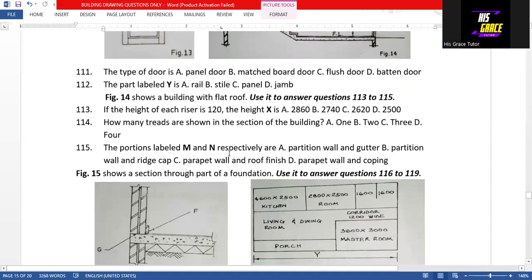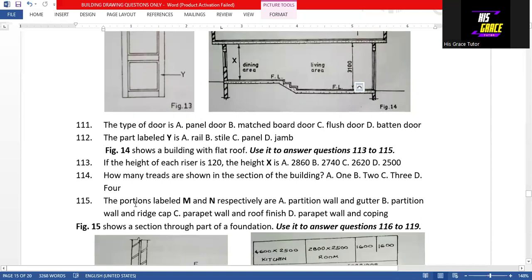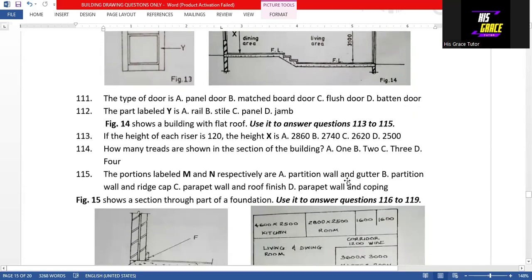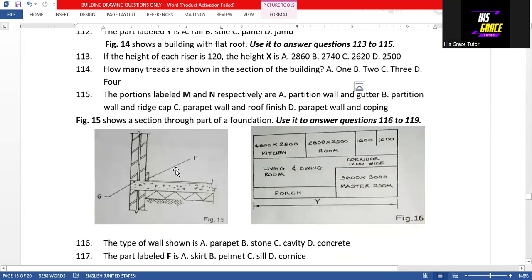Then question 115 says that the portions labeled M and N respectively are. So here we have the answer: parapet wall and coping. That is option D, the answer to question 115. So M is parapet wall, while N is the coping. So option D is the answer to question 115. Then we are making use of this diagram to answer question 116 to 119.